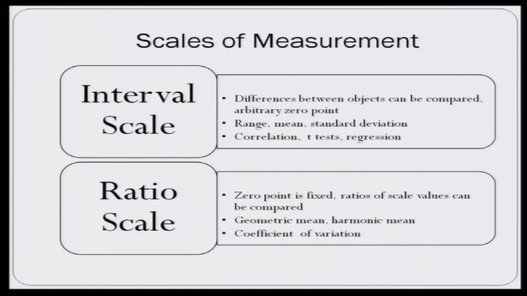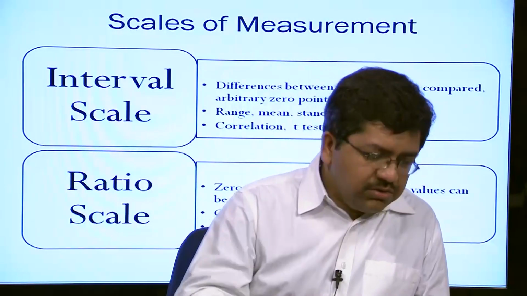The last type of scale is the ratio scale. Compared to the interval scale, even the 0 is fixed. So, absolute values and ratios of scale values can be compared. I will explain all these 4 different types of scales through an example, and that will give you better clarity about it. On the ratio scale you can also perform geometric mean or harmonic mean, and coefficient of variation kind of analysis.